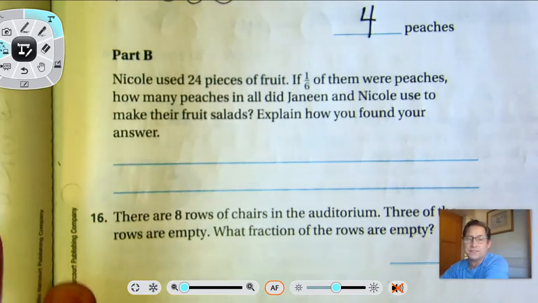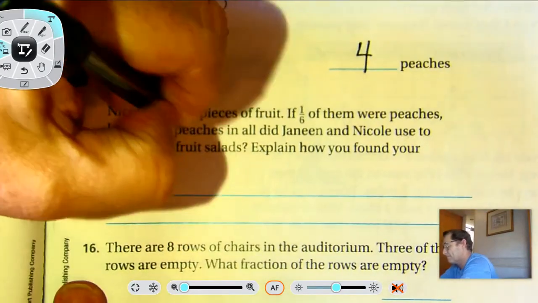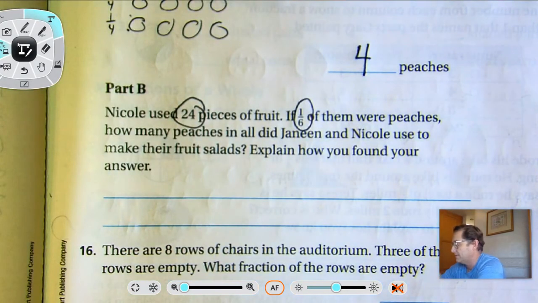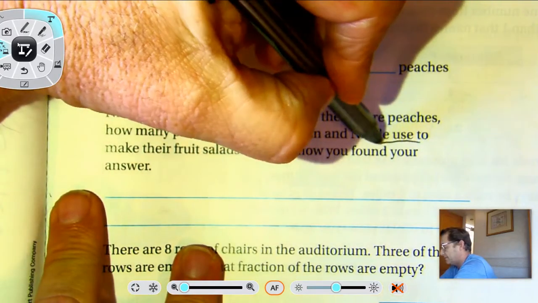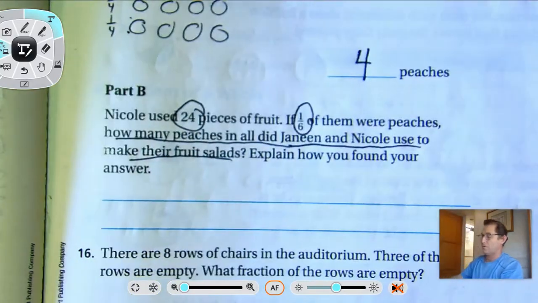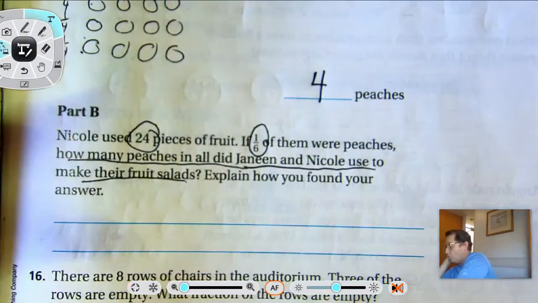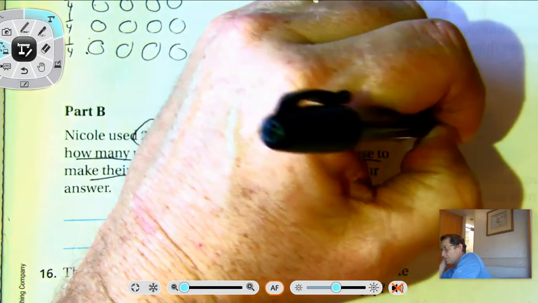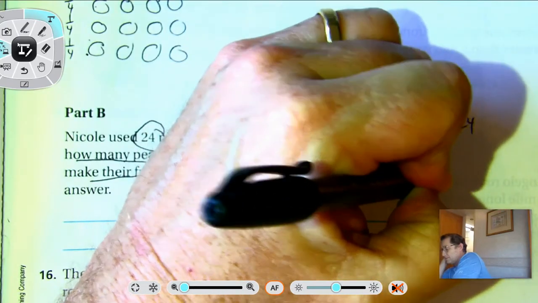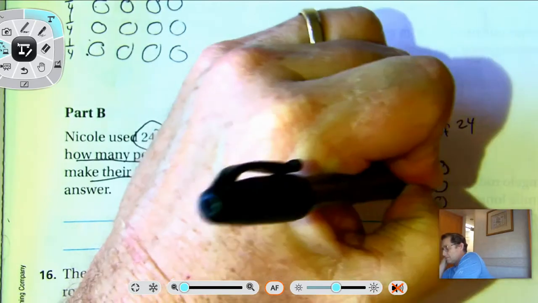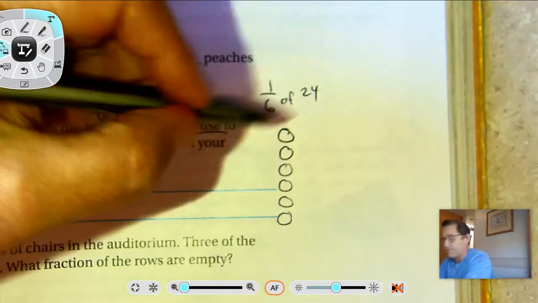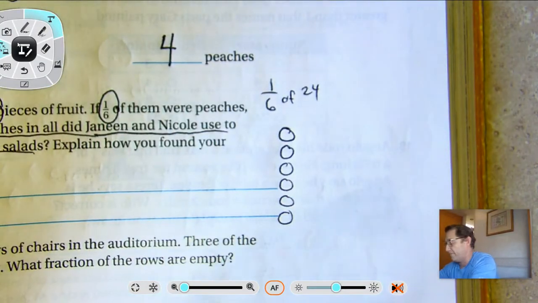Nicole used 24 pieces of fruit. 1/6 of them were peaches. How many peaches in all did Janine and Nicole use to make their fruit salads? Okay, so let's find out Nicole. So the 1/6 of 24. So we know there's going to be 6 rows. Okay, that's what the denominator tells me. I'm going to keep adding to those rows until I get to 24.